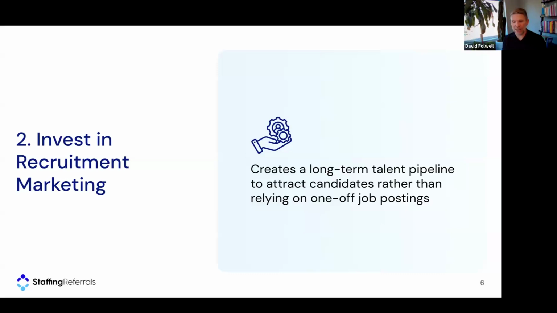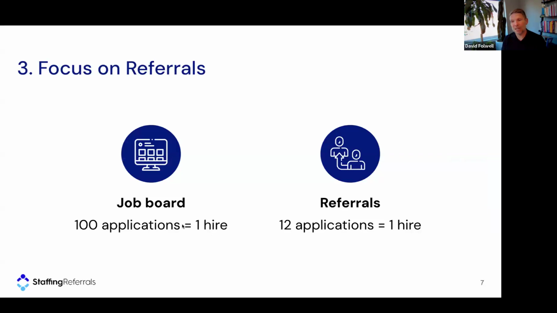Absolutely. And if any of you are thinking about this, a great resource to go check out: HubSpot has an inbound certification course. I think that education can be really impactful for what your marketing strategy should look like for staffing agencies. So next up, focus on referrals.